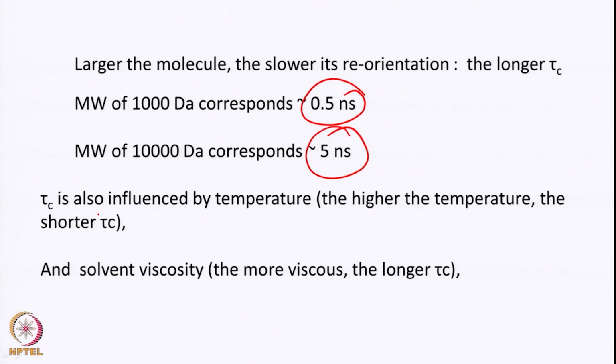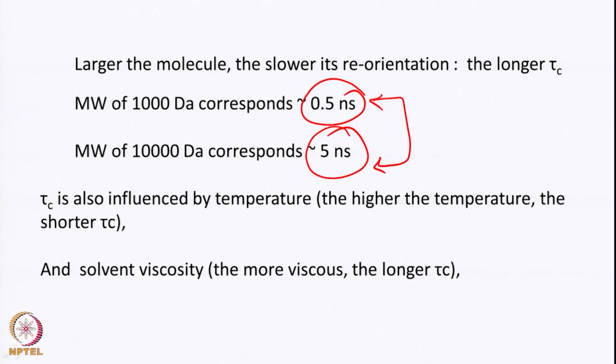Tau c, the correlation time, is not fixed for a molecule; it can also vary depending upon temperature. If you increase the temperature, the molecule tumbles faster. So, even a bigger molecule can give you a sharp line, or actually a different spectral density, if you record a spectrum at higher temperature. And the other thing is viscosity.